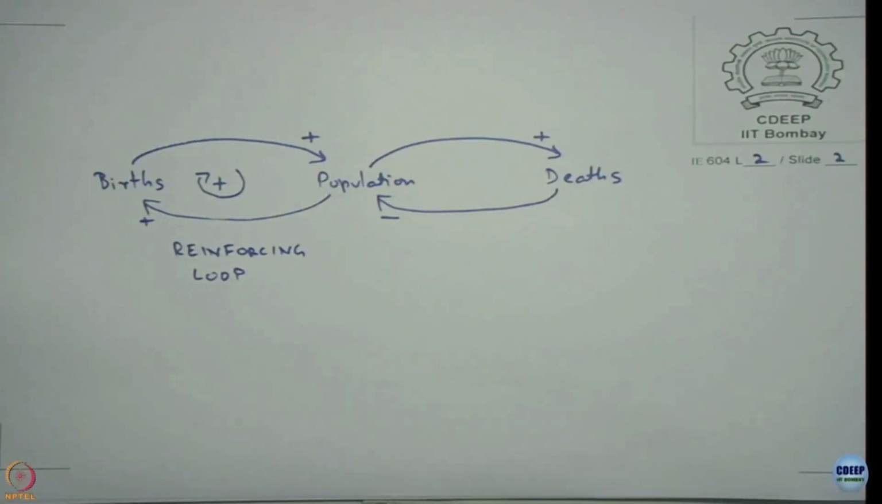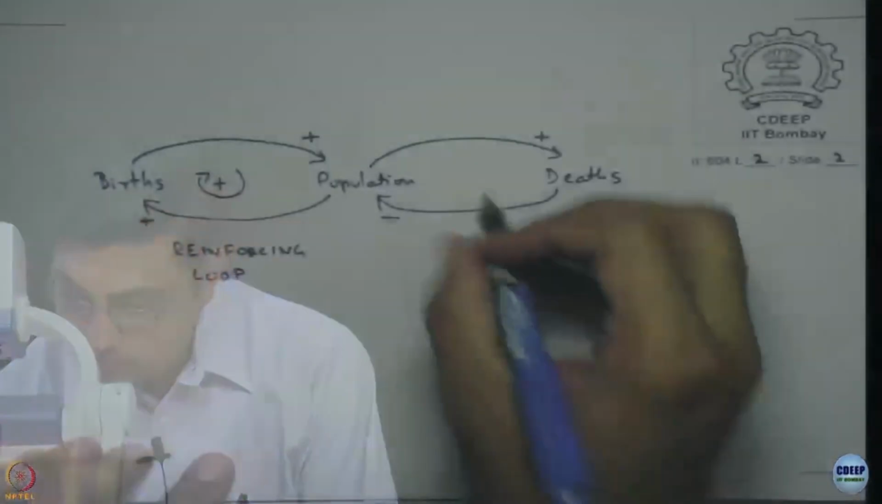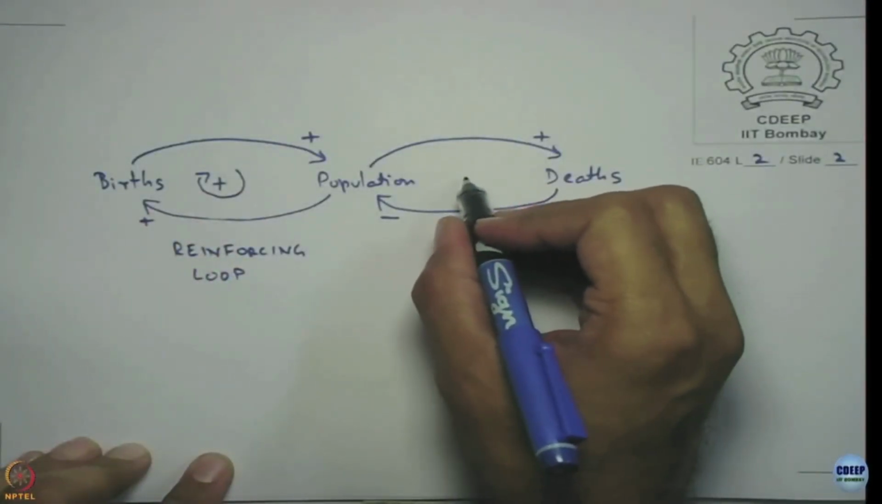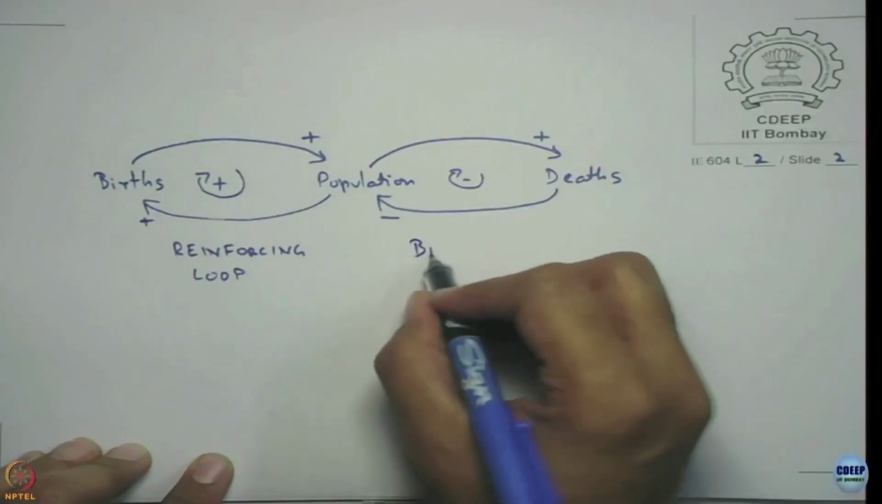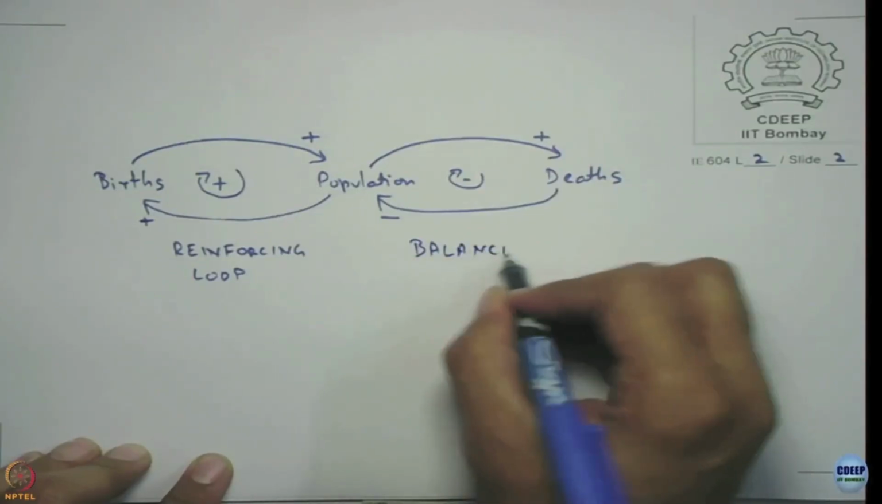Well, if you look at population and deaths, as population increases, more deaths happen, and as more deaths happen, population decreases. At some point, it can reach some sort of equilibrium, which can be expected there. So, this loop is called a balancing loop.